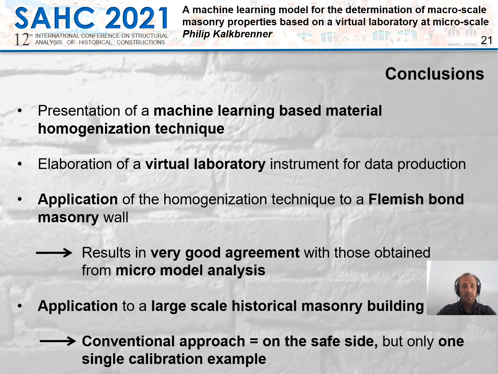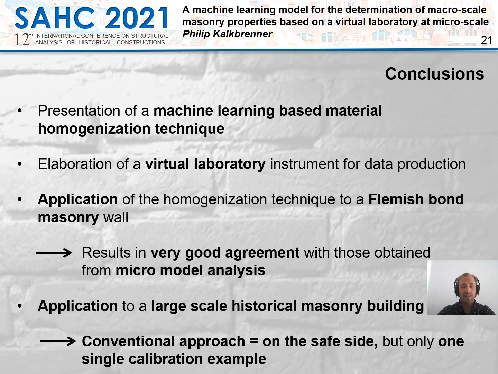So in the end, what is the conclusion of this research? First of all, we have presented a machine learning based material homogenization technique, and at the same time we have elaborated a virtual laboratory instrument for numerical data production. And then we have applied our technique to, on the one hand, a Flemish bond masonry wall. There we've seen that our results are in very good agreement with those obtained from micromodel analysis.